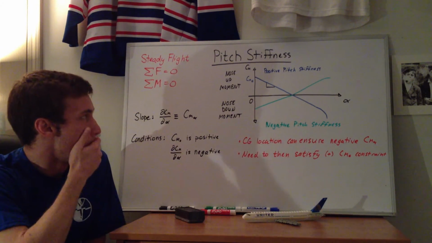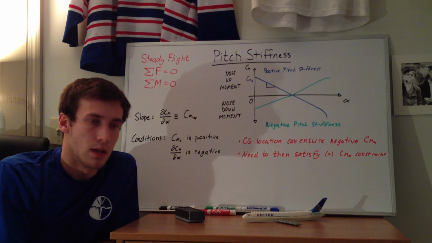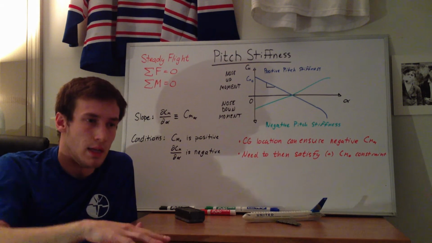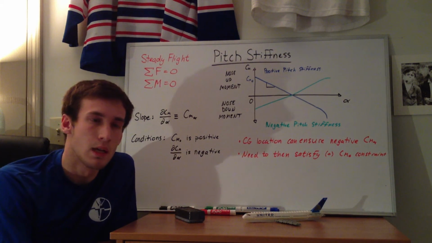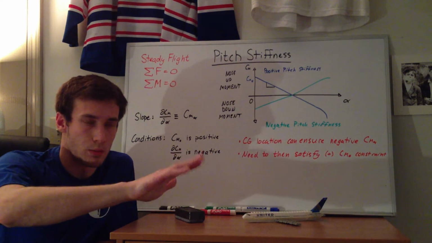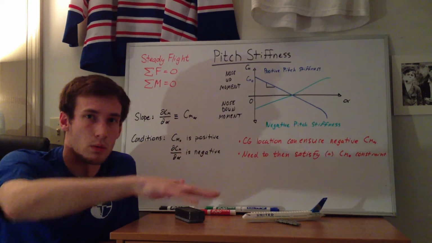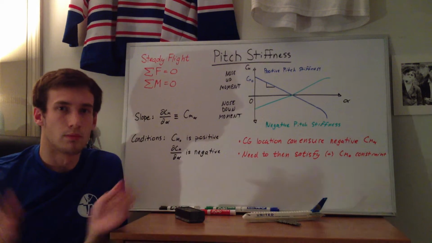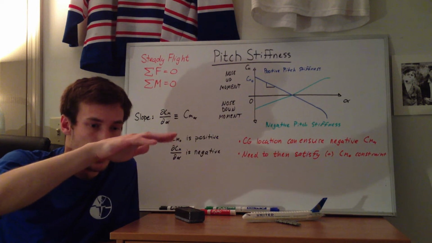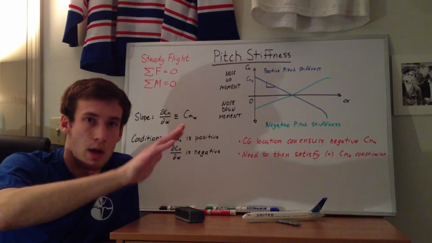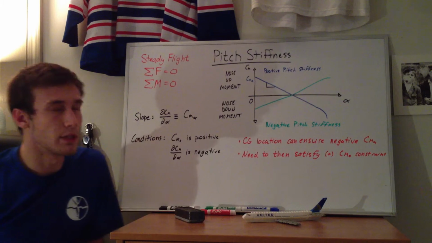So when you're flying along like that, and a gust of wind comes along and it increases your angle of attack, or moves you around, at least in the pitching plane, you'd like your airplane, if the angle of attack increased, to come back down to where it was before without you having to touch the controls. And similarly, if the aircraft pitched down, it would be nice if it came back up again. So that's where pitch stiffness comes into play.